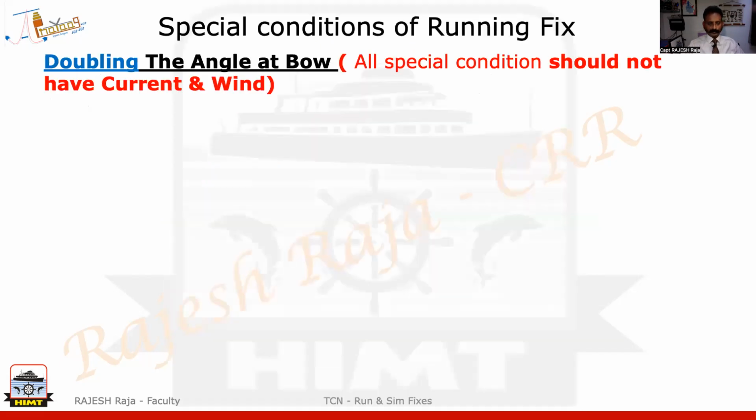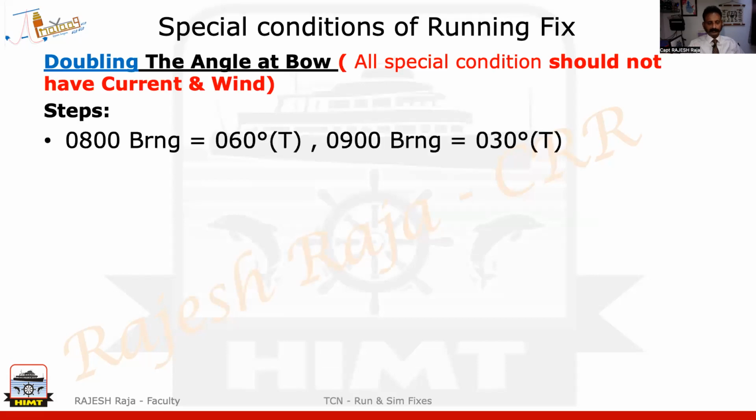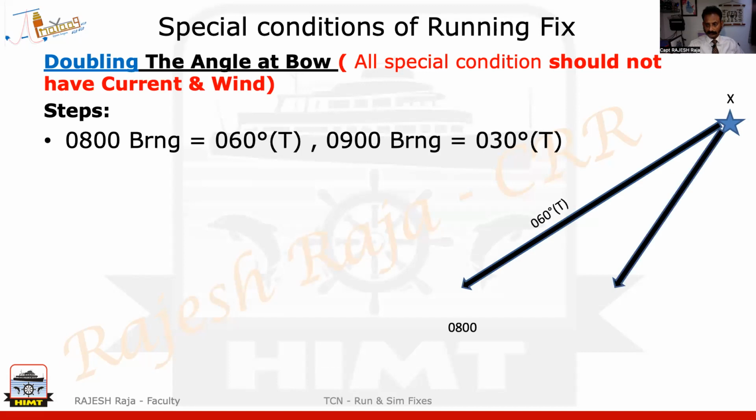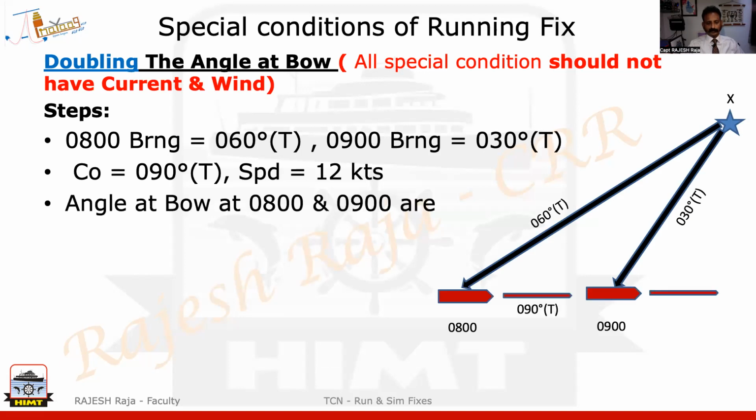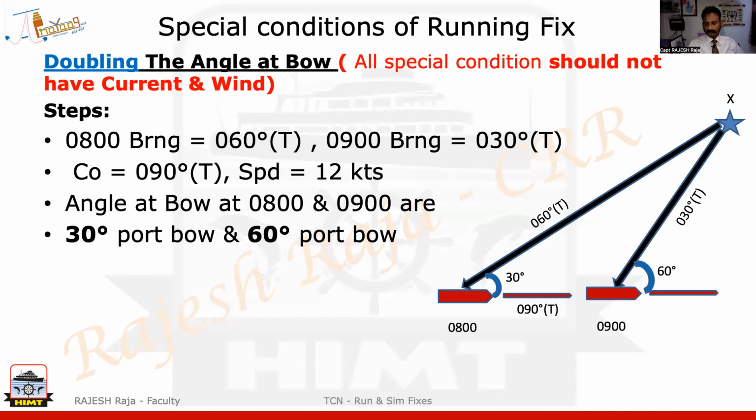I'm going to give you a question now, which is again a doubling of angle principle. Please see this. I am sailing. I could see a lighthouse at 8 o'clock, 060. So I have drawn 060. At 9 o'clock, I saw the same lighthouse 030 degrees true. I was sailing 090. So I would have been sailing somewhat like this. You can see here the angle at the bow at 8 and 9 are again 30 and 60, which means they have doubled.